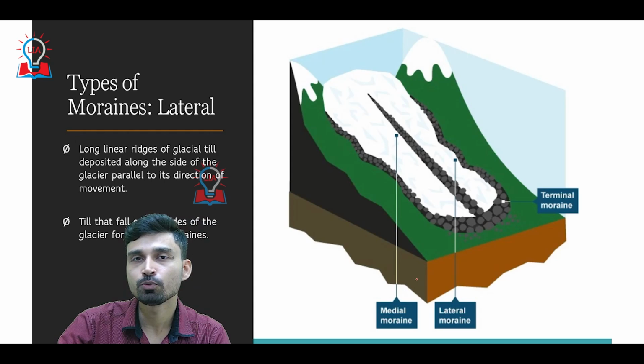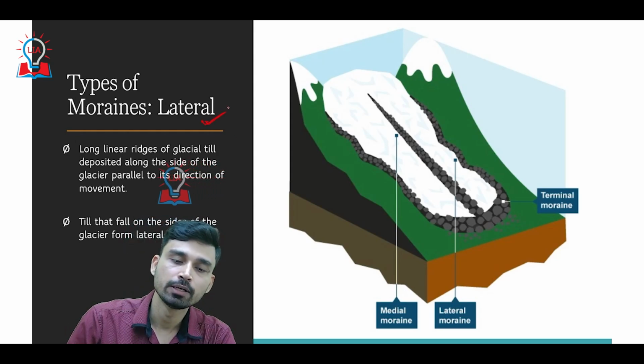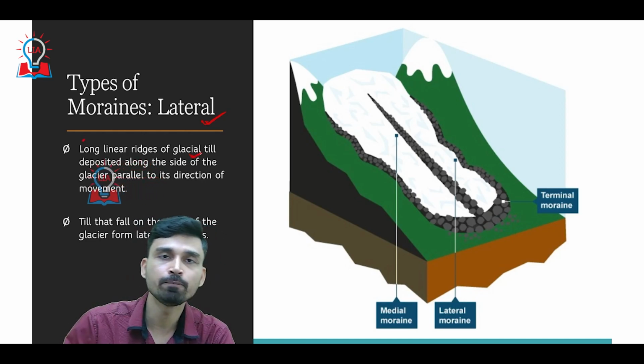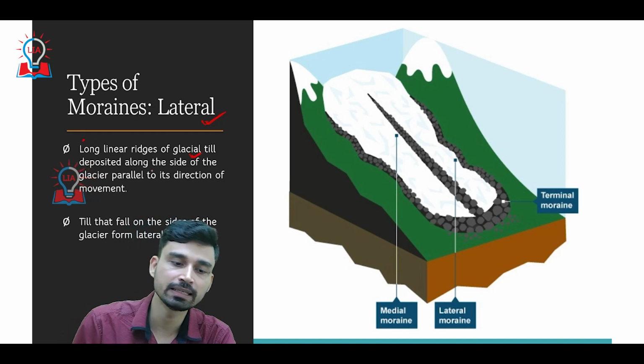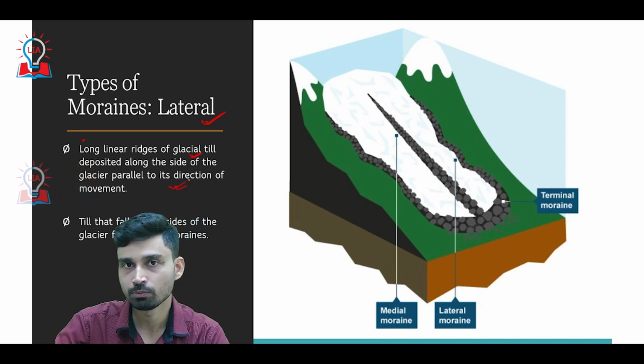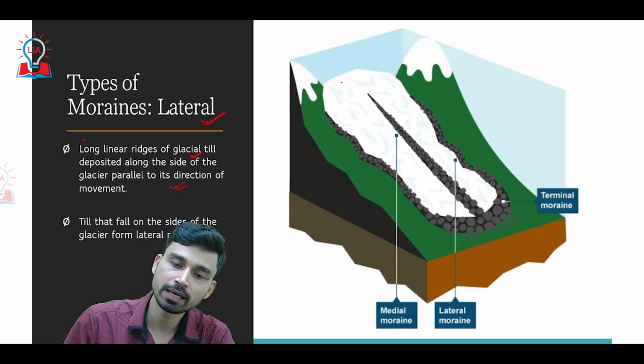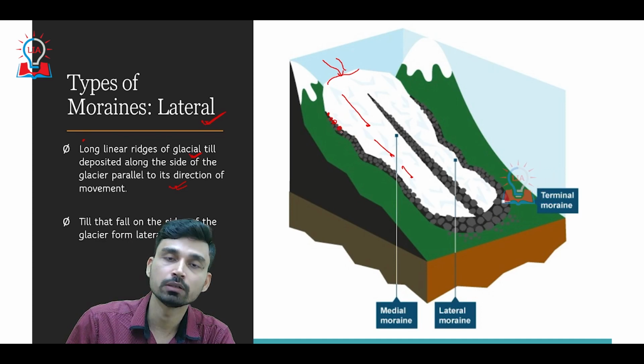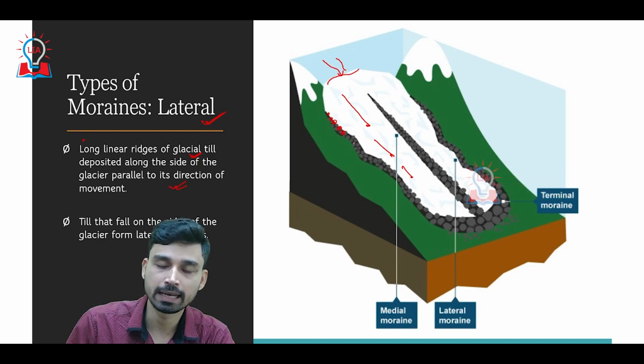So the first and foremost moraine which we have to talk about is lateral moraine. Lateral moraine, in simple terms, can be defined as long linear ridges of glacial till which is deposited along the side of the glacier and parallel to the direction of its movement. For example, if you look at this picture, you can see the glacier is coming from the upward region of a mountain, and as it is descending in the downward direction, the fragments of rock that are carried by the glaciers are deposited in the sideward part of the glaciers, and these black rocks that you see here is what we can call a lateral moraine.